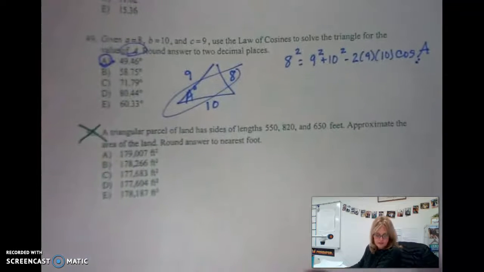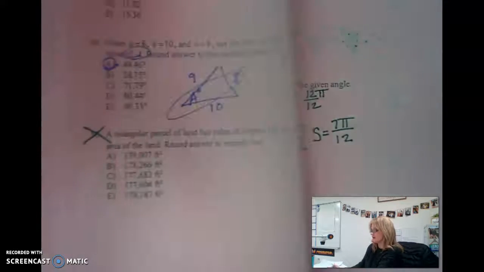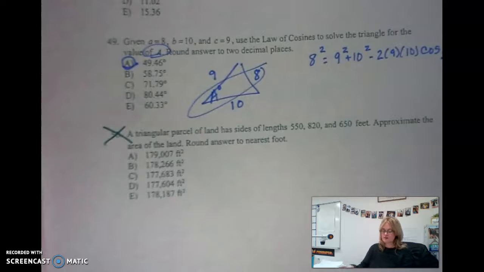And then number 50, this is the area formula. We didn't get to this, so go ahead and cross that out.